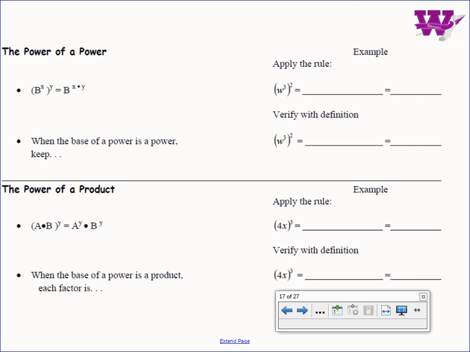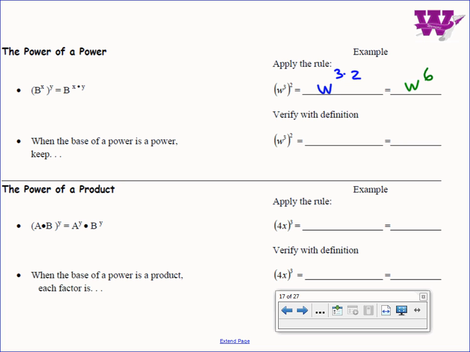Power of a power, right? This was your 18 stamp, so power of power. If I take b to the x and raise it to the y, my shortcut operation with the exponents is multiplication. So b to the x times y. So w cubed all squared would be w to the 3 times 2. Applying the rule would be w to the 3 times 2. And that is equivalent to w to the 6th. And so if I raise a power to a power, my shortcut operation is multiplication.